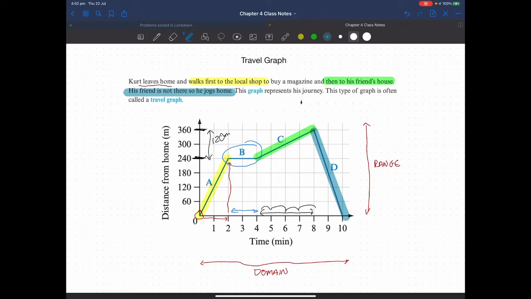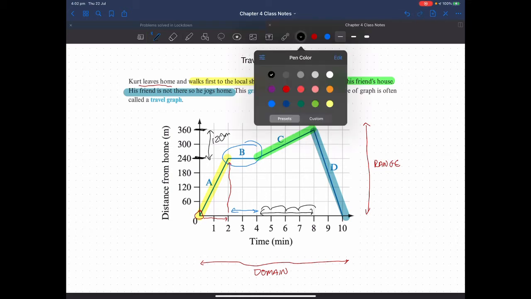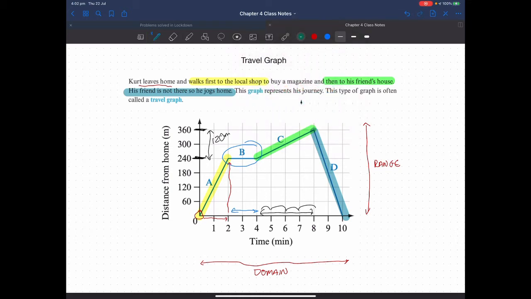So now I'm going to change the colour of my pen again. This time I'm going to change it to green. So what that is telling me is that it took him 2 minutes to travel back home.